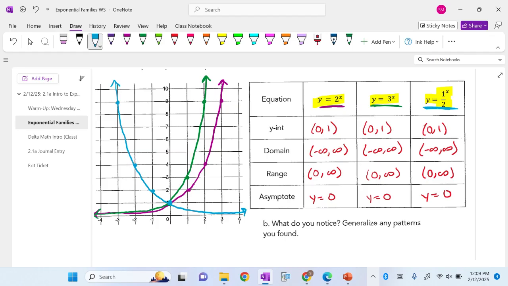All right, I'll give you guys another minute. It's okay if you don't finish. We're going to talk about it. Honestly, if you don't sketch the graph, that's okay. Just at least get that table filled in.